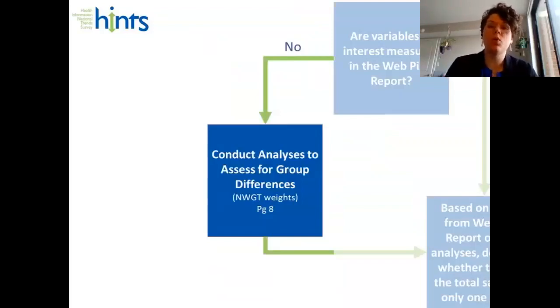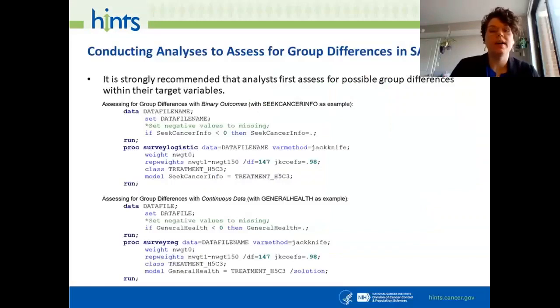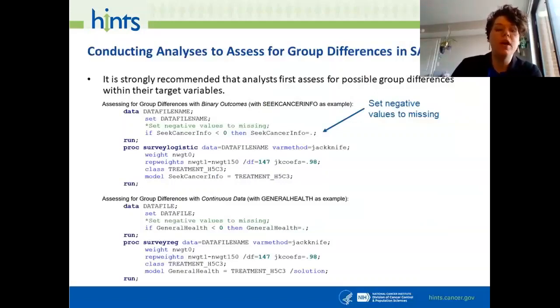So now I'm going to walk through the SAS code to show you how to assess for group differences. As I mentioned, it's strongly recommended that analysts first assess for possible group differences within their target variables. First, you would need to set your negative values to missing within a data set function within SAS. Next, I'm going to walk through an example using Proc surveylogistic because I'm going to be looking at a categorical outcome variable, seek cancer info. But if you notice below, there's also code for a linear regression using Proc surveyreg, which follows very similar steps.